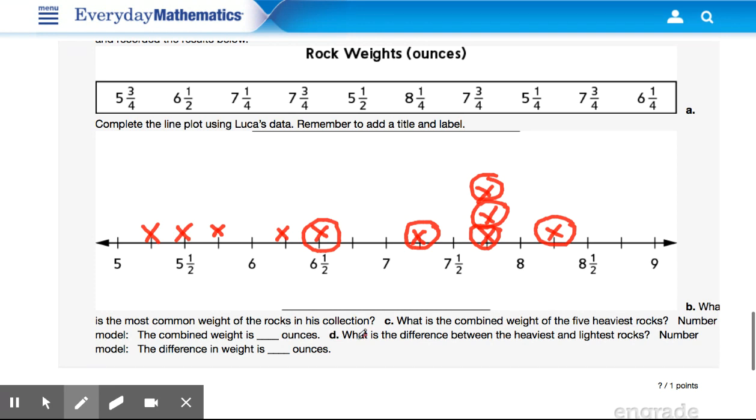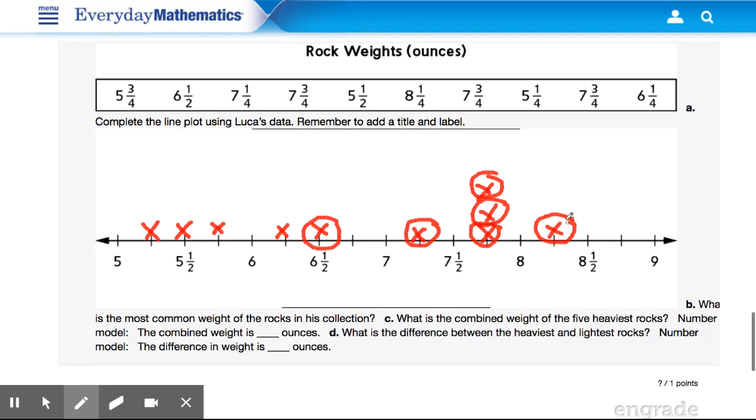And then last would be, what is the difference between the heaviest and lightest rocks? So my number model would be 8 and 1/4, that was my heaviest rock, minus 5 and 1/4, that was my lightest rock. And when I subtract those two numbers, I get an answer of 3 ounces.